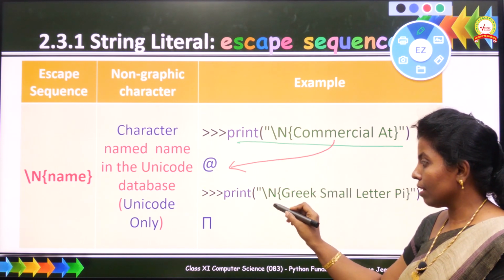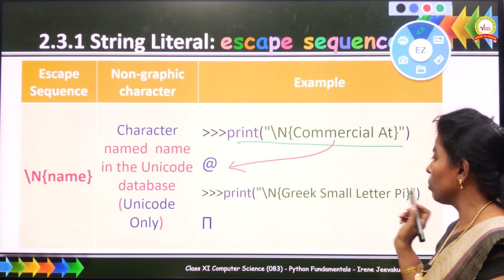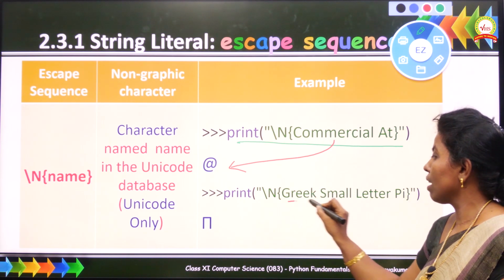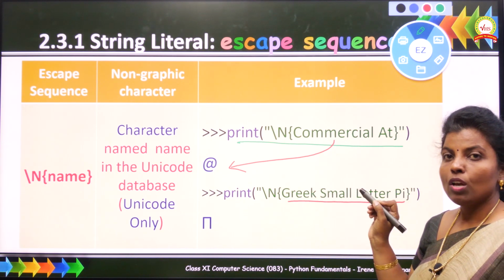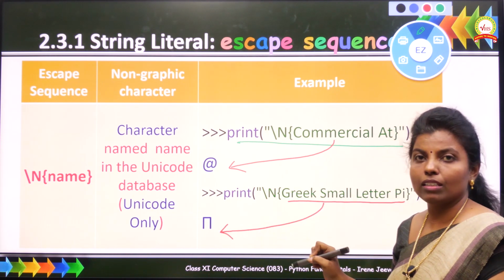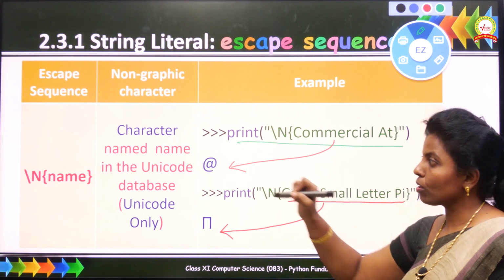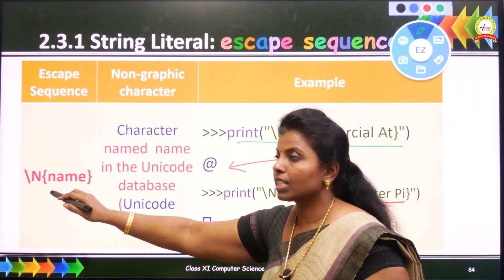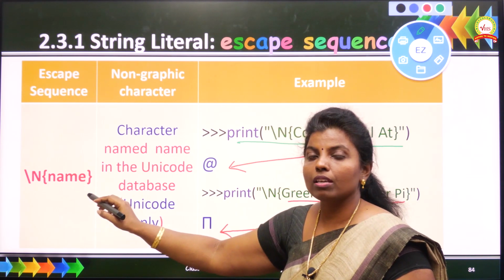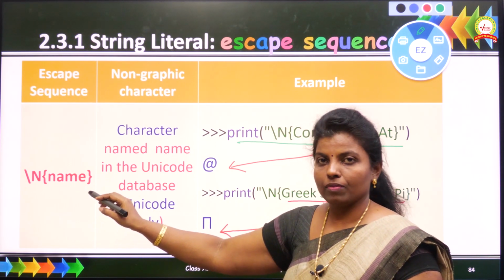Again here there is another example. Within double quotes we have started with \N. Within curly braces we have given Greek small letter pi. So this Greek small letter pi has been printed as a character over here. So this is the purpose of this escape sequence \N and within curly braces name. In place of a name we have to give the Unicode character name, right?